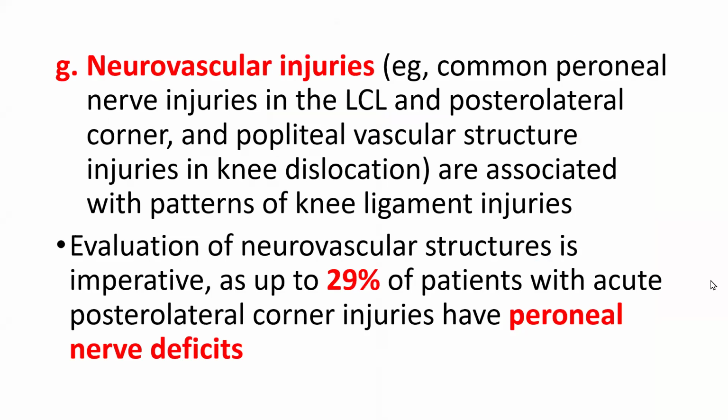Neurovascular injuries: common peroneal nerve injuries in lateral collateral ligament injuries and posterolateral corner injuries, and even popliteal vascular injuries in knee dislocation. And these are associated with the patterns of knee ligament injuries. Evaluation of the neurovascular structures is imperative, as up to 29% of patients with acute posterolateral corner injuries have peroneal nerve deficit. So please pay attention to this.